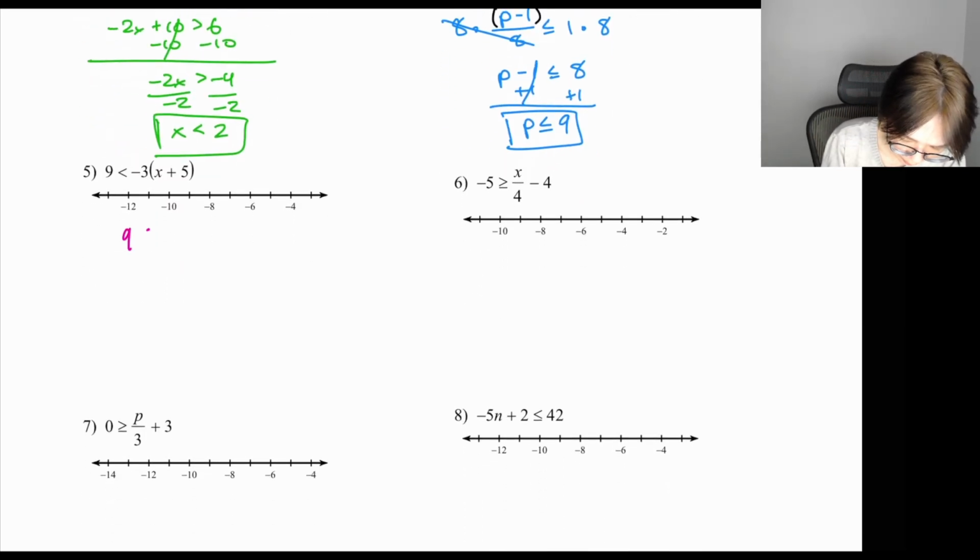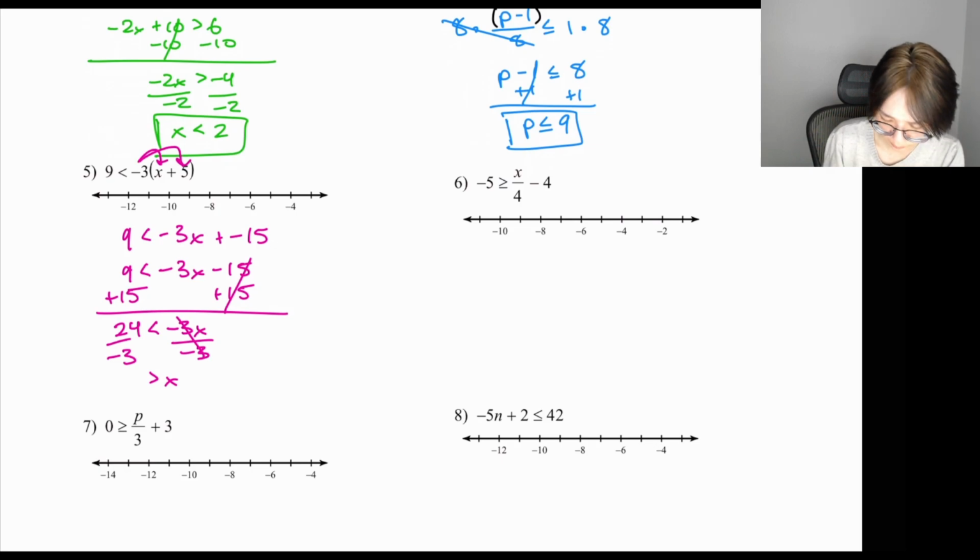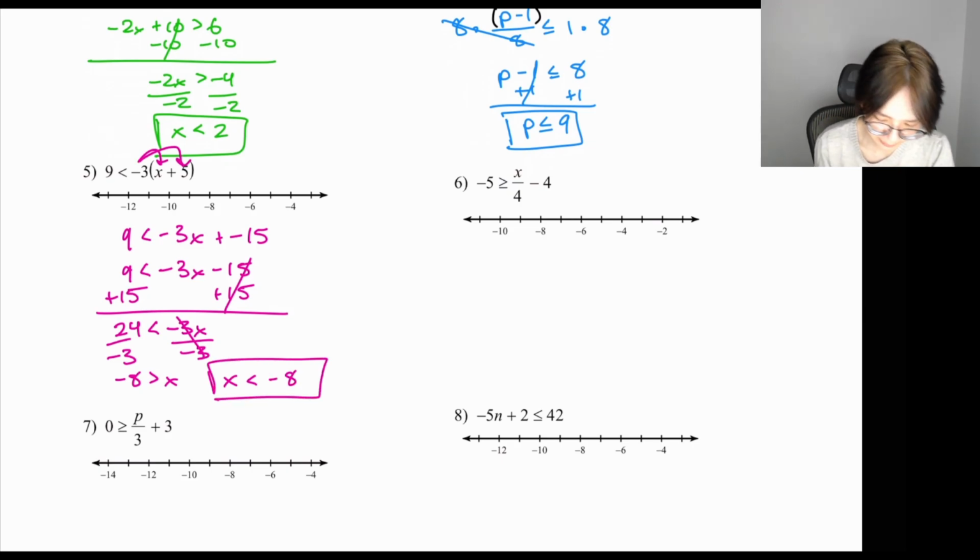Next one, some more distribution. 9 is less than 3 times x, negative 3x, plus negative 3 times 5, negative 15. 9 is less than negative 3x minus 15. Add 15 to both sides. 24 is less than negative 3x. Divide both sides by negative 3 to get x alone. Divided by a negative, flip the sign. 24 divided by negative 3 is negative 8. I'm going to flip it around so that x is on the left side instead. So now we have x is less than negative 8. Negative 8, open circle because it can't be equal to, less than negative 8.